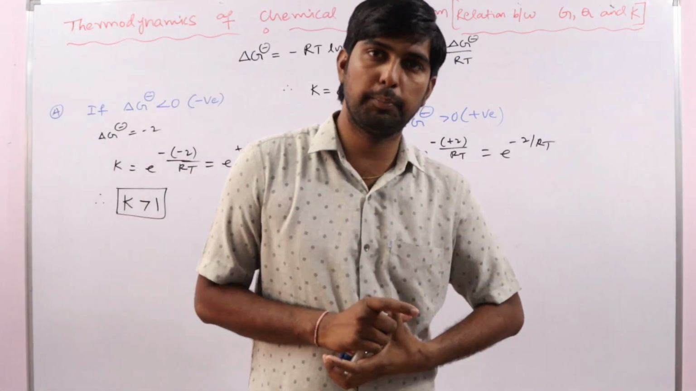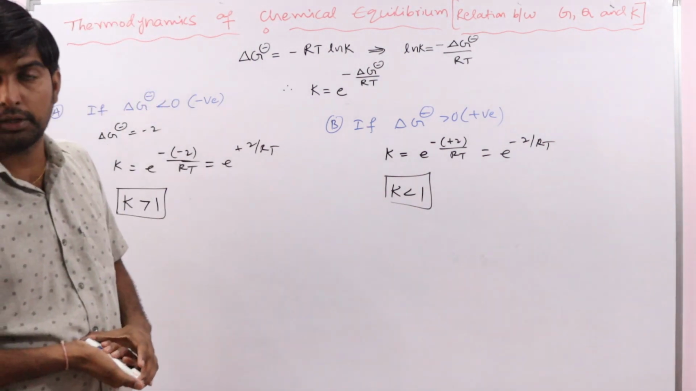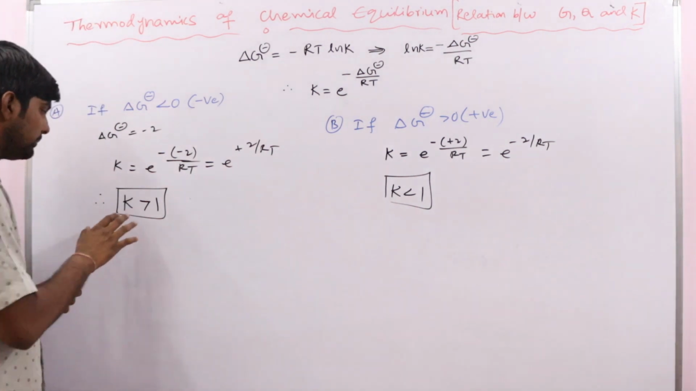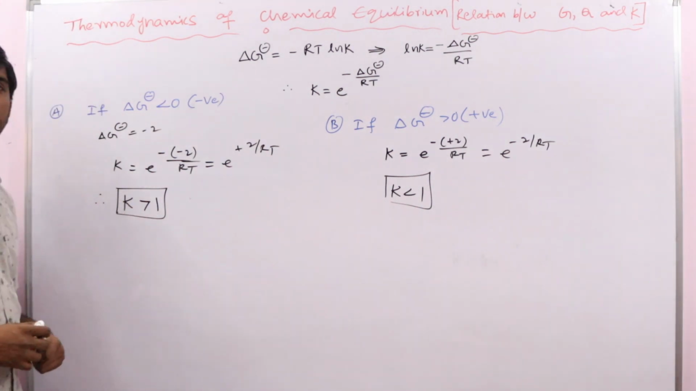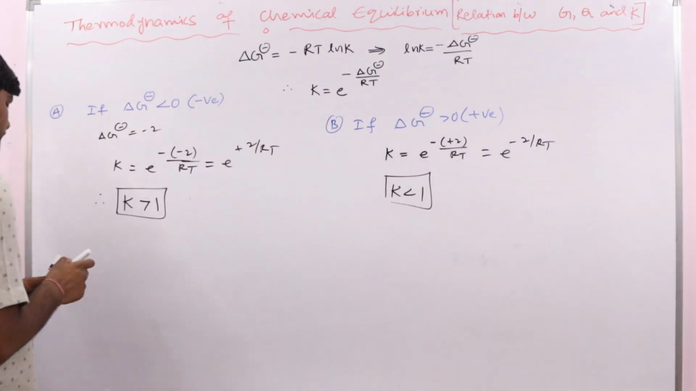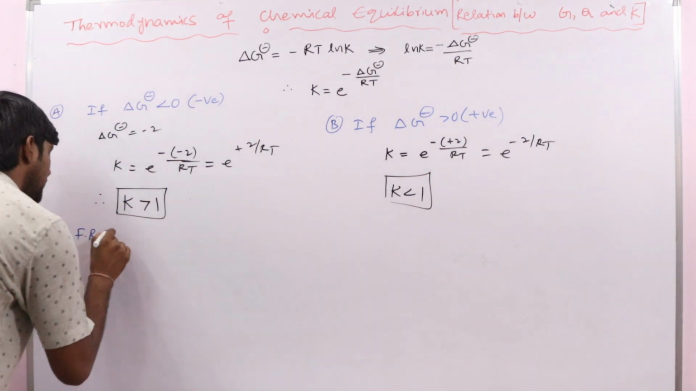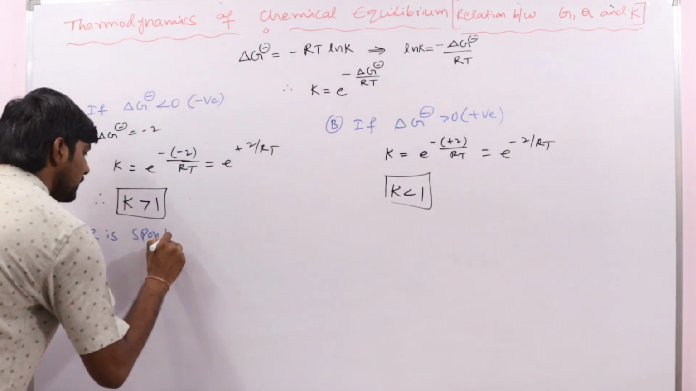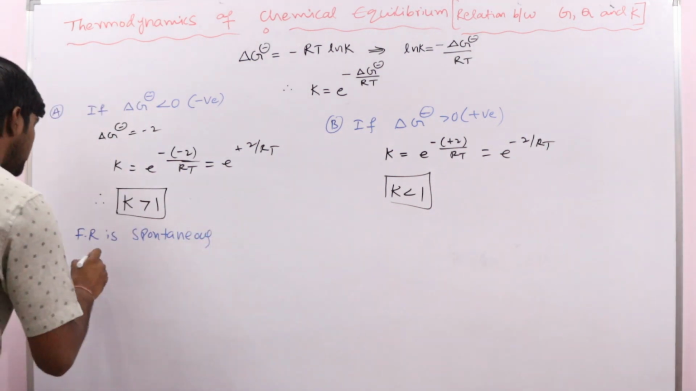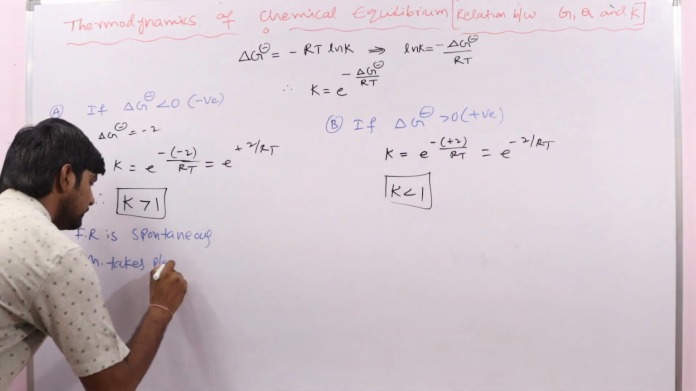See here, already we discussed in the previous lectures, when Kc is greater than 10 power 3, products are predominant. When K is less than 10 power minus 3, reactants are predominant. So here also, if you observe this, K is greater than 1, which means the forward reaction is spontaneous. Reaction takes place easily.